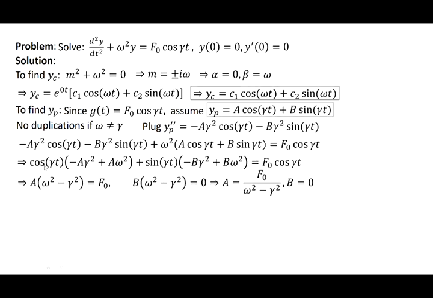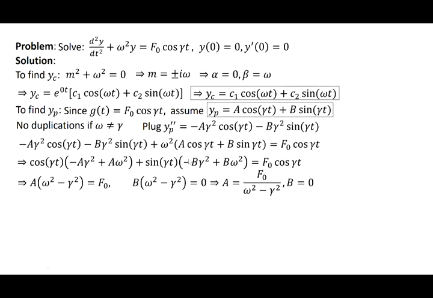You get A times omega square minus gamma square equals F sub 0. So, let me put your minds at ease. I'm not going to ask you this question in a quiz or a test. But I want you to understand something very nice. I'll discuss this fairly soon. To be able to talk about it, I'm doing this solution.